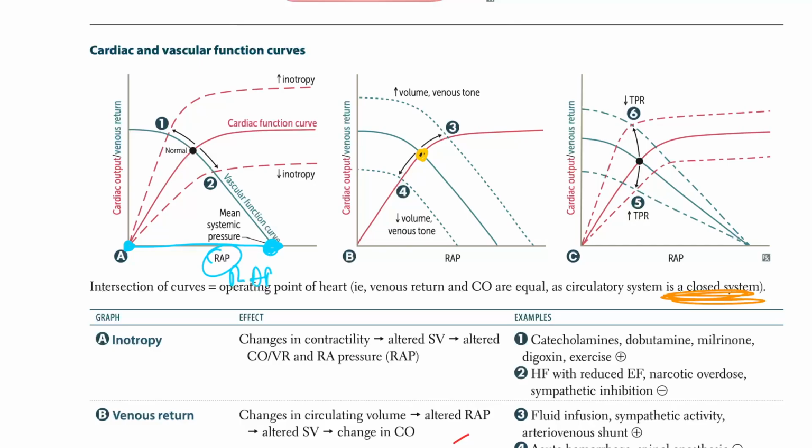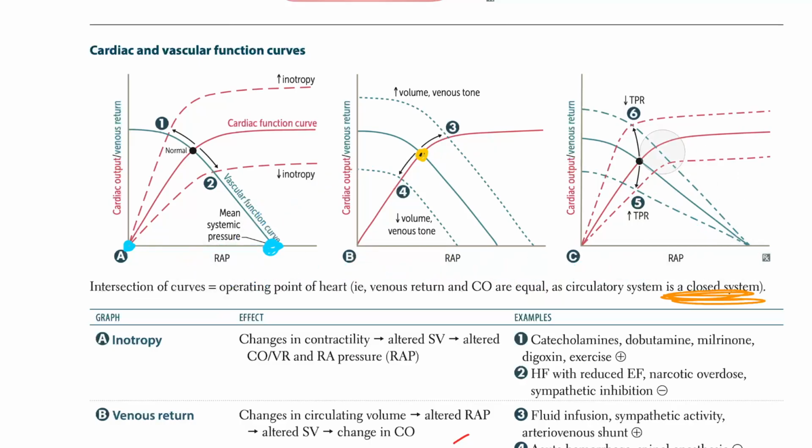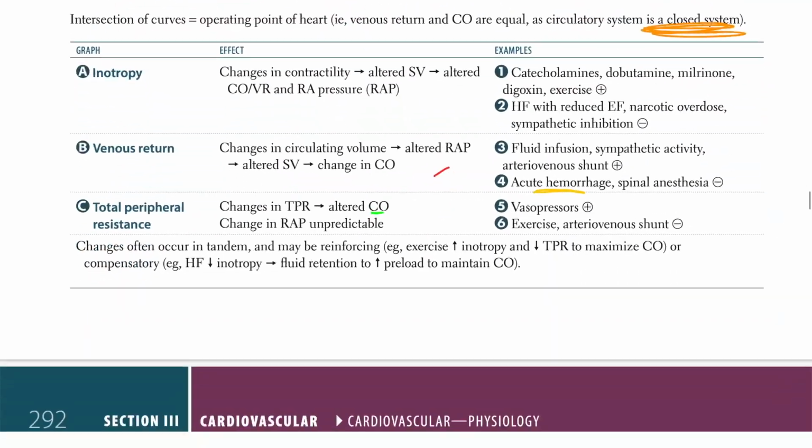At your mean systemic pressure, all circulatory flow ceases, and there is no fluid going here or there, and the whole circulatory system equalizes in pressure, and that is termed the mean systemic pressure. Okay, so that's all for this page. Moving on with the next one.